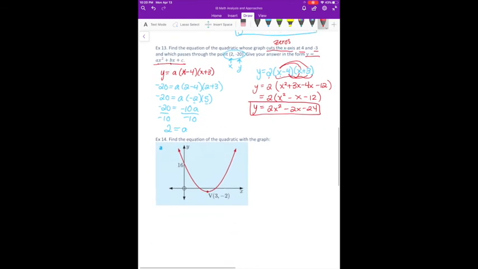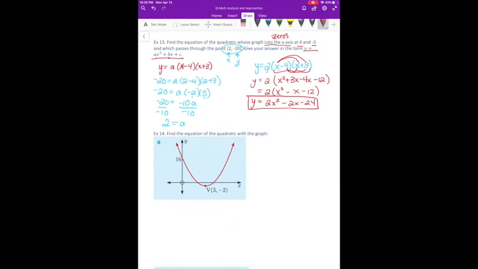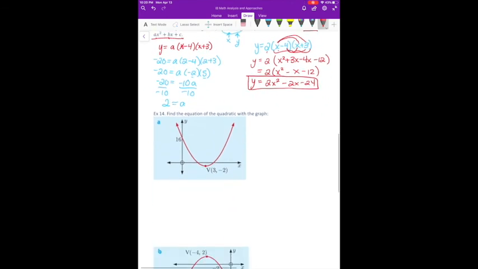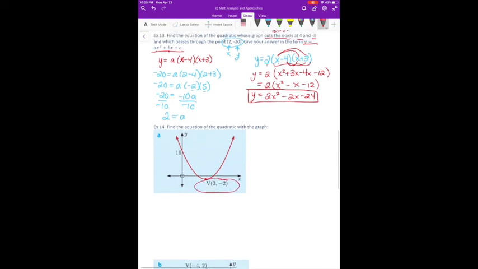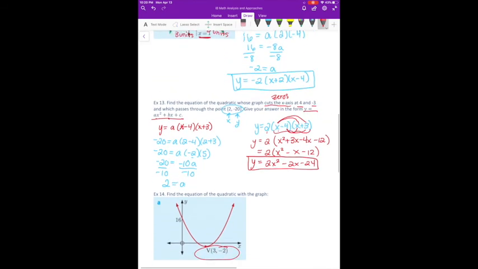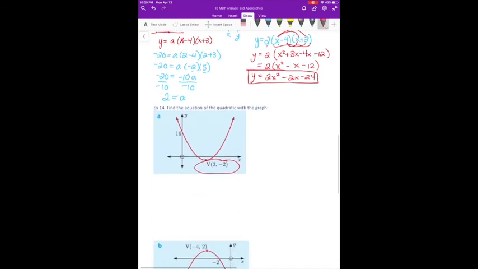All right, example 14, last one. We're going to find the equation of the quadratic with this graph. All right, this time we're not given the zeros, we're given the vertex. So we've been using factored form for all of these other examples. Now we're going to use vertex form.